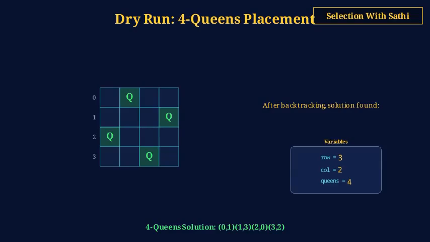Remove queen from row 1, column 2. Try column 3. Place queen at row 1, column 3. Row 2, column 1 is safe. Place queen at row 2, column 1. Row 3, check all columns. All are attacked. Dead end again. Backtrack further. Eventually, we find two valid solutions. Solution 1, columns 1, 3, 0, 2. Solution 2, columns 2, 0, 3, 1. The four queens problem has exactly two solutions.